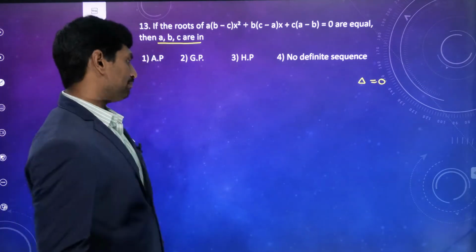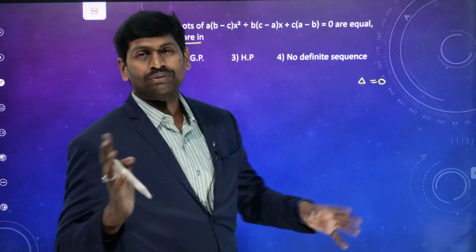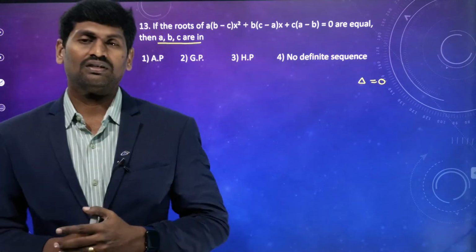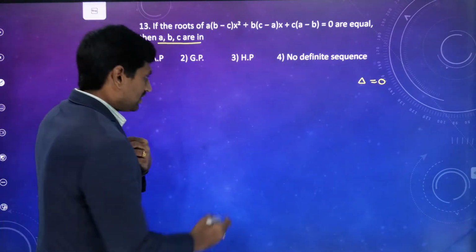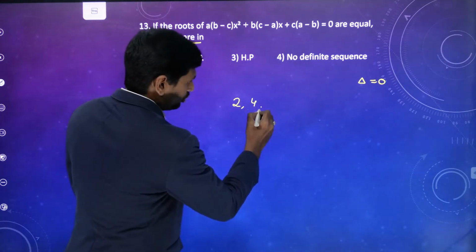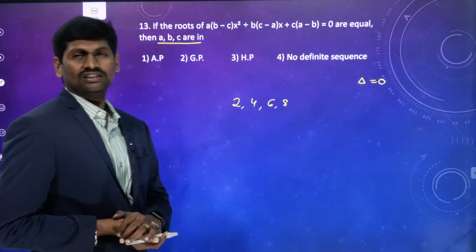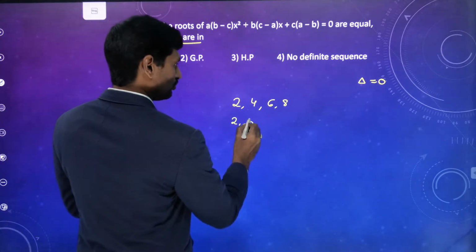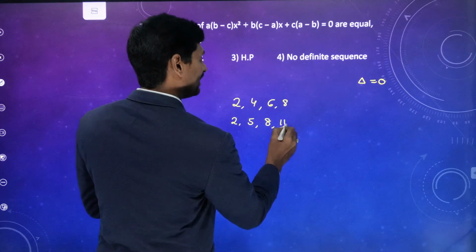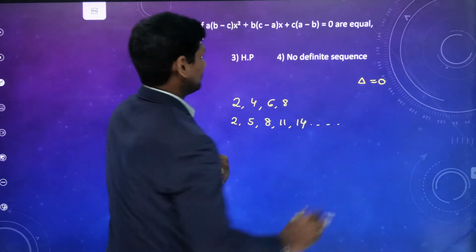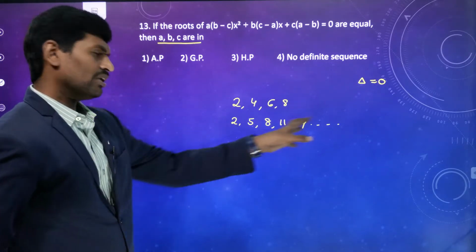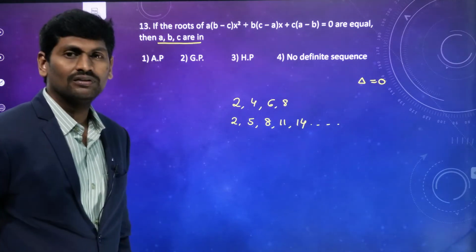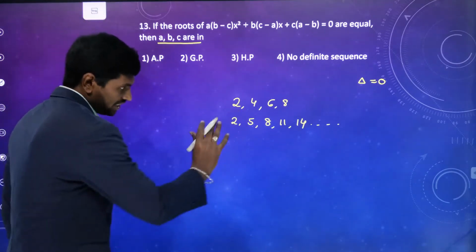For example, we are having a list of numbers. They should follow some patterns. For example, take 2, 4, 6, 8, simply the 2 table. Now 2, 5, 8, 11, 14 and so on. These numbers are also having one pattern. Can you identify the pattern? Just observe the numbers here.